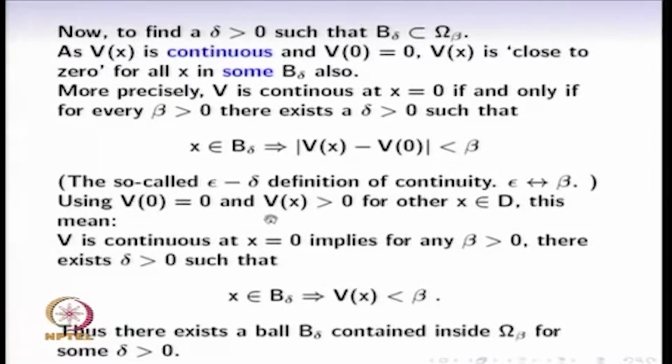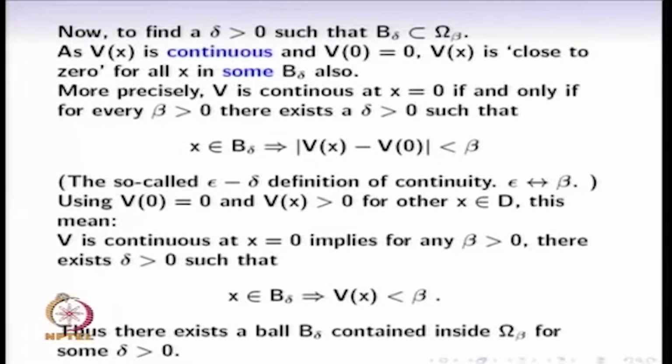Since V of 0 is equal to 0 and V of x is itself positive, we can get rid of the modulus sign here. So this definition of continuity becomes: V is continuous at x equal to 0 implies that for any beta greater than 0 there exists a delta such that for all points x in the ball B delta, V of x is strictly less than beta. This is nothing but to say there exists a ball B delta that is contained inside the set omega beta for some delta greater than 0.